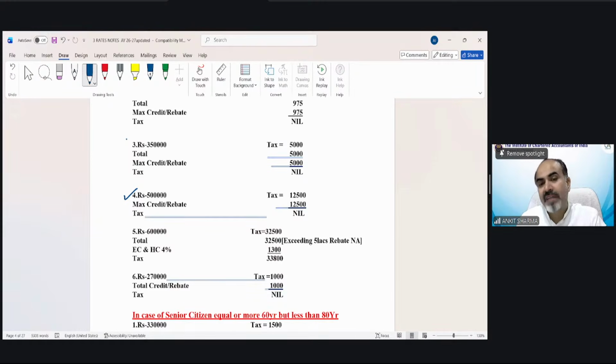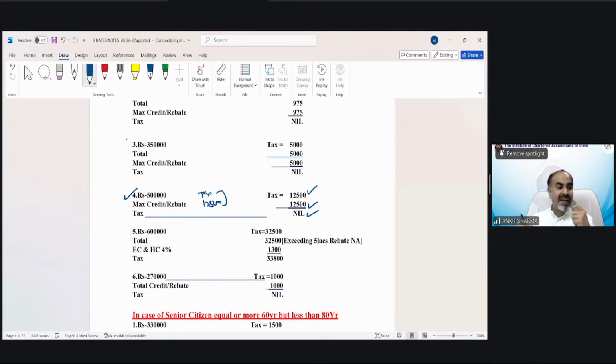As you can see, if my income is 5 lakh rupees in C category, the tax would be 12,500. And in this case, the rebate is the tax or 12,500, whichever is lower. So the same thing would be there. The rebate would be 12,500 and the tax would be nil.